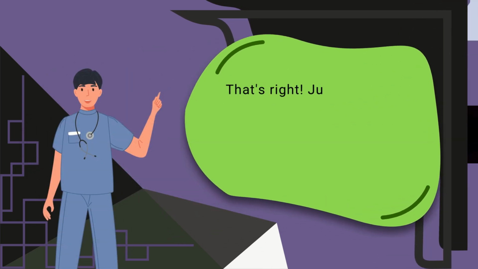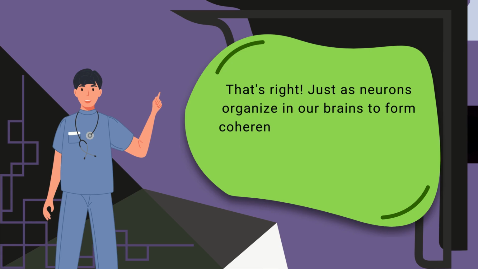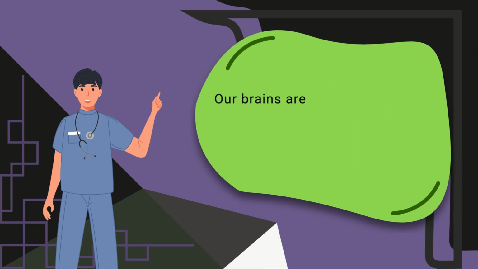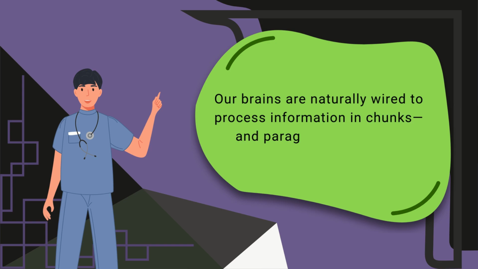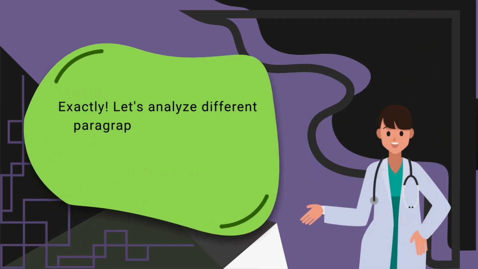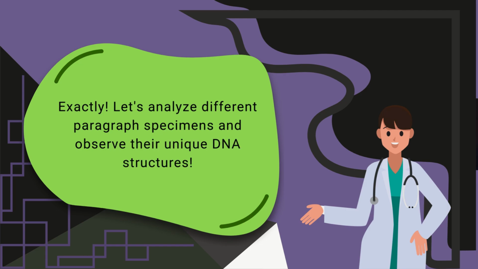That's right. Just as neurons organize in our brains to form coherent thoughts, paragraphs are written to form coherent communication. Our brains are naturally wired to process information in chunks. Paragraphs are those chunks in written form. Exactly. Let's analyze different paragraph specimens and observe their unique DNA structures.